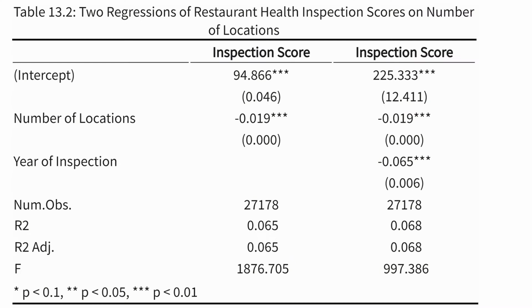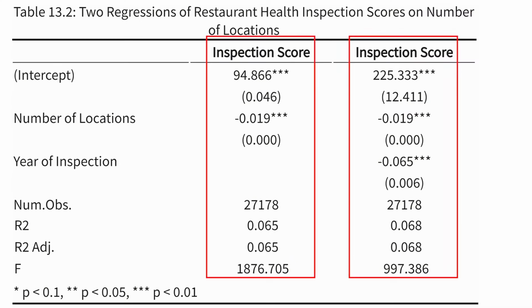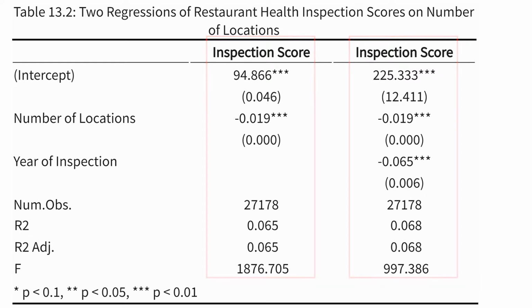So here is an example of a regression table. I've got two regressions here. I've got two columns. Each column represents a different regression that I have run. That's a very standard way of presenting regression results, if you have multiple different models, to put each one in a different column. Along the top, you can see that I've listed what the dependent variables are, what I am predicting, my Y variable in my model. So in both cases, it is inspection scores from restaurants, so health inspection scores.